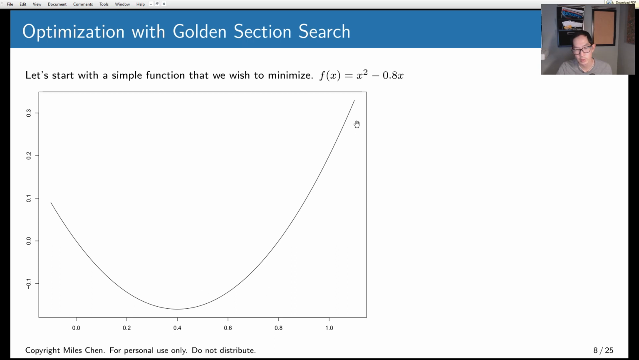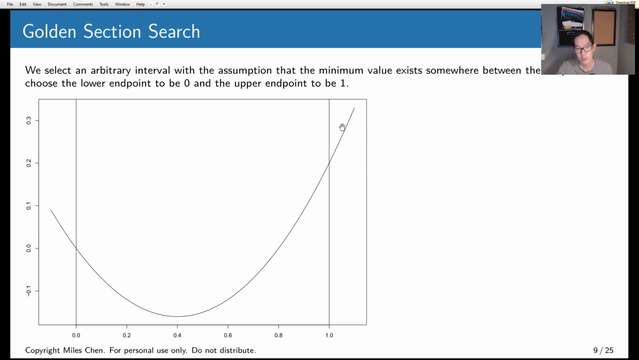We'll go from 0 to 1, and we'll say, okay, we know there's a minimum value somewhere between 0 and 1, and we want to try to find out where that minimum value exists, okay? So I have my left-hand bound, which is 0, my right-hand side is 1. There's a minimum somewhere in between 0 and 1, and we're trying to figure out what that location is.